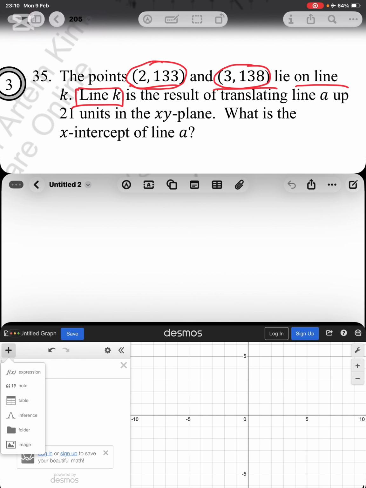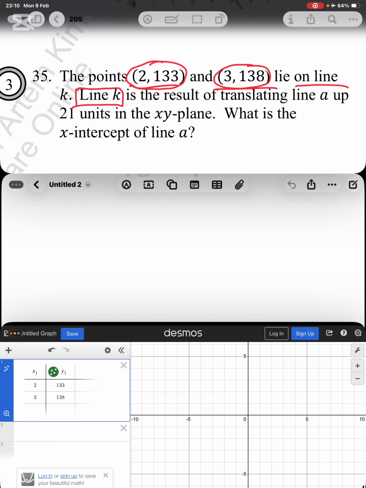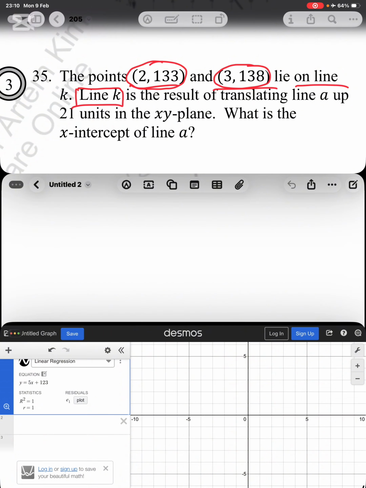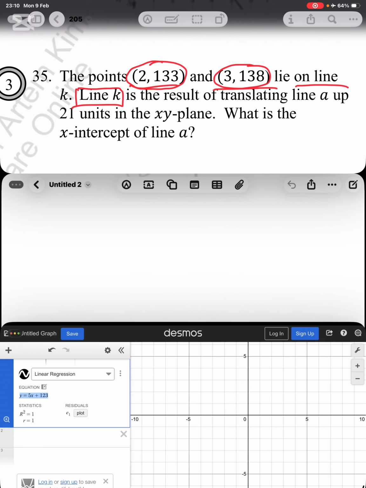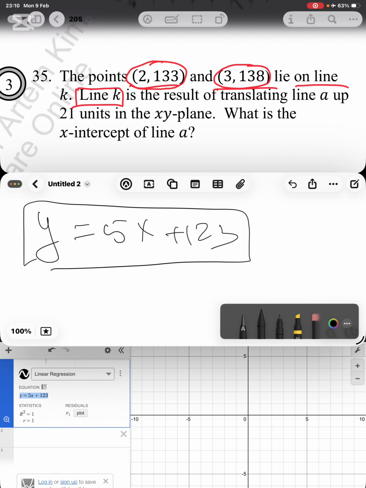Then you have to press this plus button and create a table. After that, from the regressions, you can simply select the linear regression. Then it gives us what? The equation of this is going to be 5x plus 123, right? 123 is given to us. So in this case, it says what? Line K is the result of translating line A up 21 units.